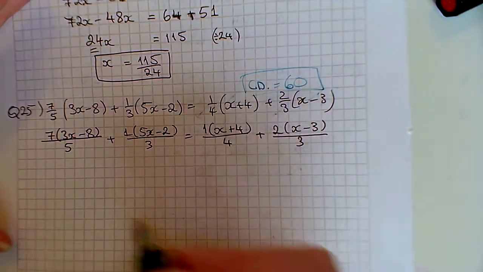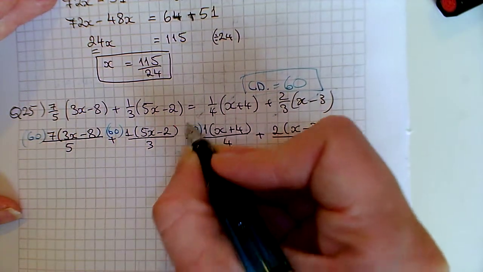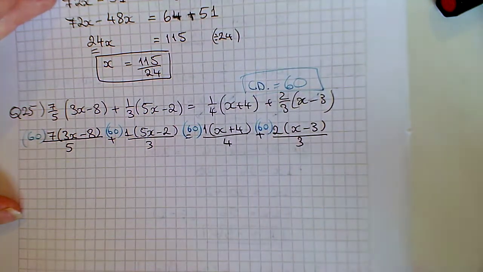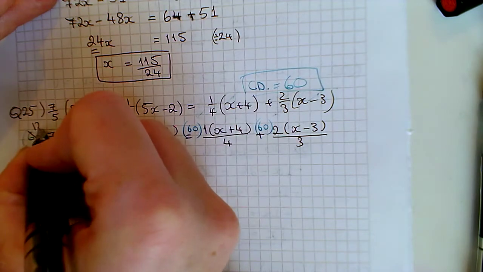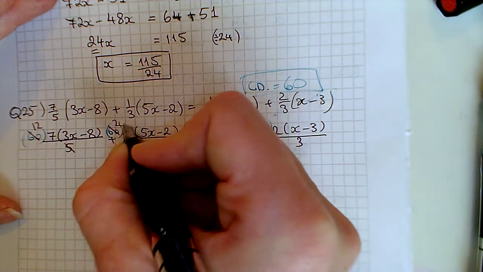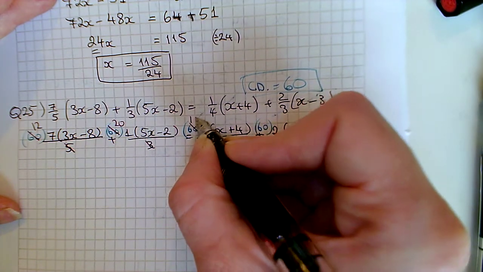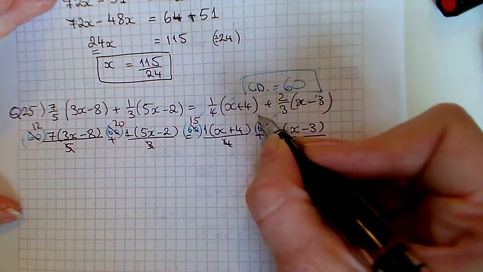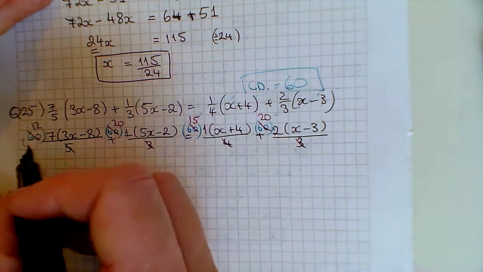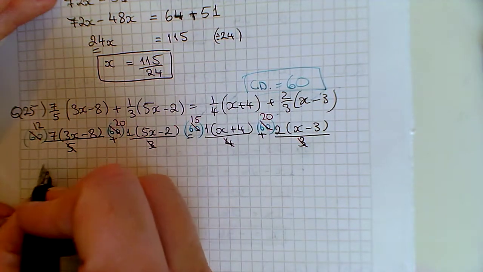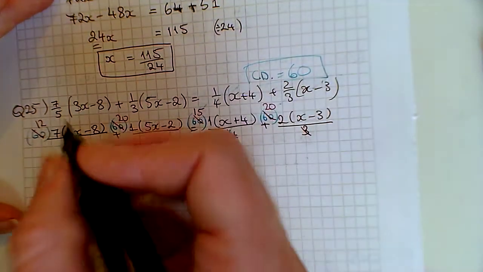Getting some big common denominators now. 60 multiplied here, 60 multiplied here, 60 multiplied here, and 60 multiplied here. 5 goes into 60 12 times, 3 goes into 60 20 times, 4 goes into 60 15 times, and 3 goes into 60 20 times. So then I will multiply 12 by 7, which is 84. You know, I'm bad at my 7 times tables, and sometimes it's worth checking it.